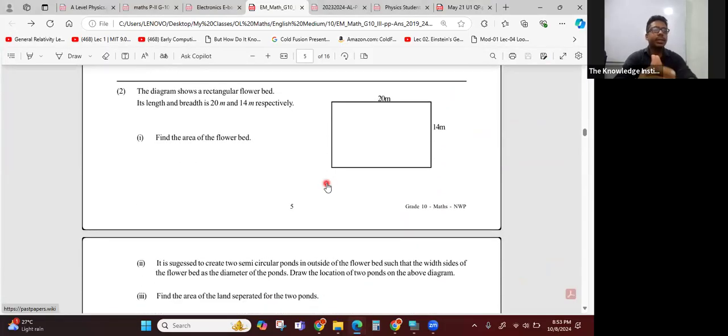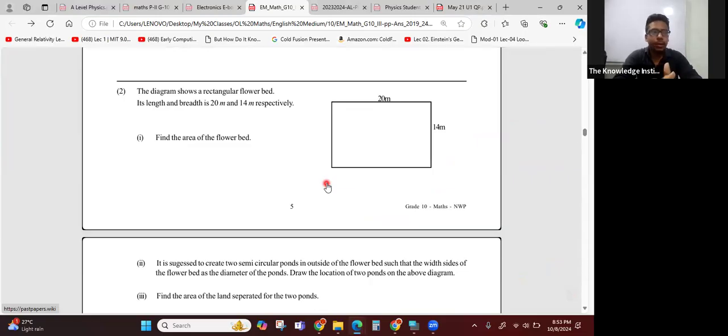Okay, the diagram shows a rectangular flower bed. Its length and breadth are 20 meter and 14 meter respectively. So length is 20 meter, breadth is 14 meter. Find the area of the flower bed.